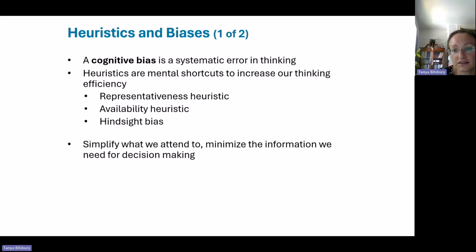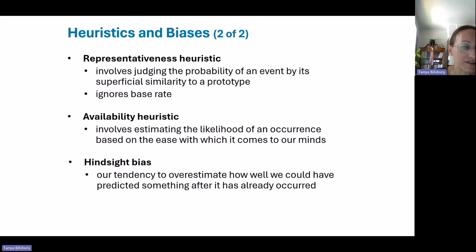We use shortcuts called heuristics to think or to make decisions more efficiently. And they give you 3 examples here: a representativeness heuristic, the availability heuristic, and then they make a point about hindsight bias, which I don't think is a heuristic. It's a form of bias. But let's talk about them. So if we use the representativeness heuristic, then we're judging the probability of an event by its similarity to a prototype. Prototypes are like stereotypes.